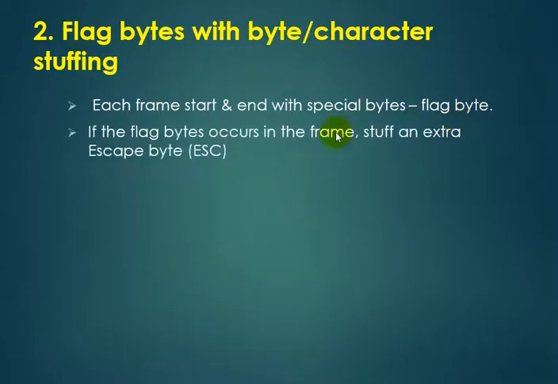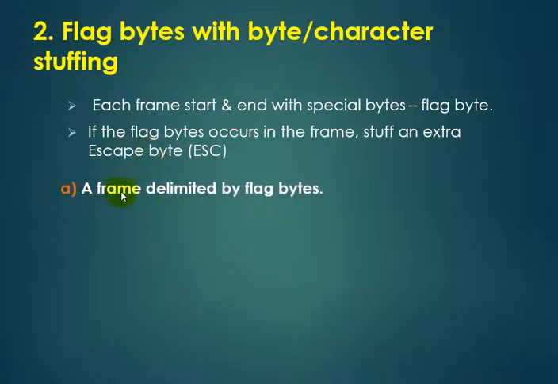Next, if a flag byte already occurs in the frame, suppose the frame already contains a flag byte, then you have to stuff. Stuff means include: stuff an extra escape byte. Mainly this method is used in the point-to-point protocol. Now let us take an example for this.